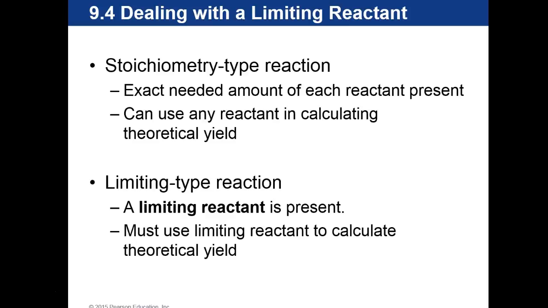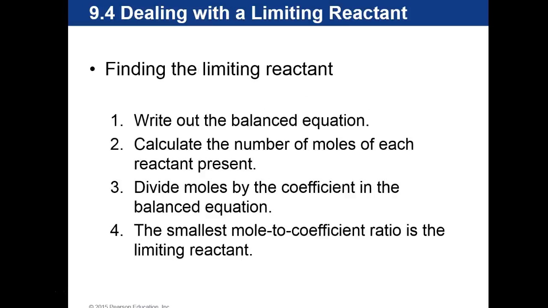And you can use any reactant in calculating the theoretical yield. In a limiting type reaction, a limiting reactant is present, and you must use the limiting reactant to calculate the theoretical yield. I have examples coming up. So here's how we find the limiting reactant. We write out the balanced equation. We calculate the number of moles of each reactant present and divide the moles by the coefficient in the balanced equation. The smallest mole to coefficient ratio is the limiting reactant.